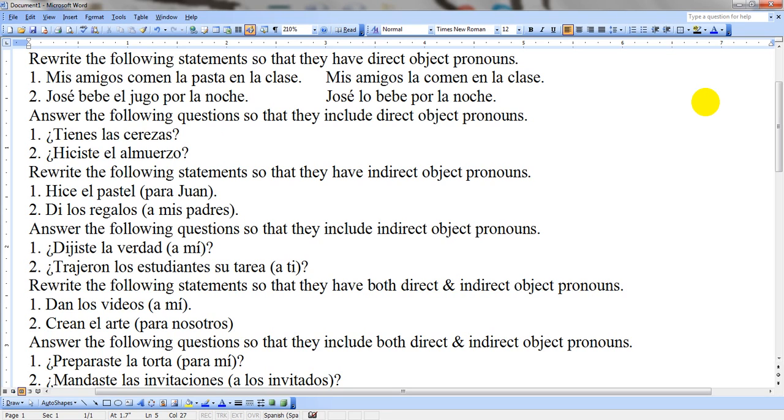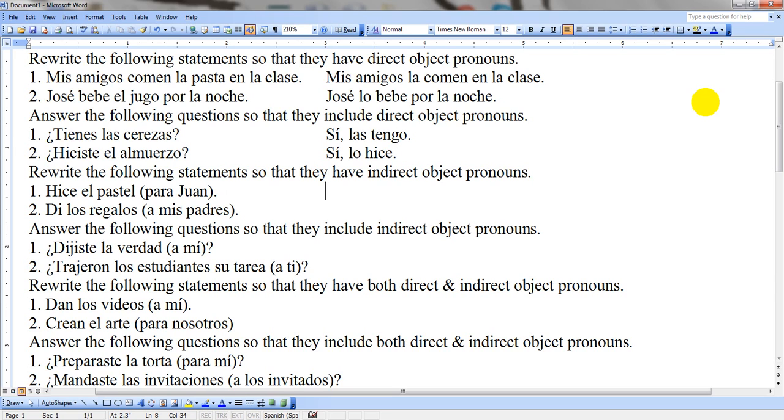All right. Do you have the cherries? So I'm going to say either yes or no. I have them. We'll just say yes. Sí, so them are the cherries. Sí, los tengo. And then did you make lunch? Again, I'll say yes to my answer. It's easier. So sí, I made it. It's going to be lo hice.